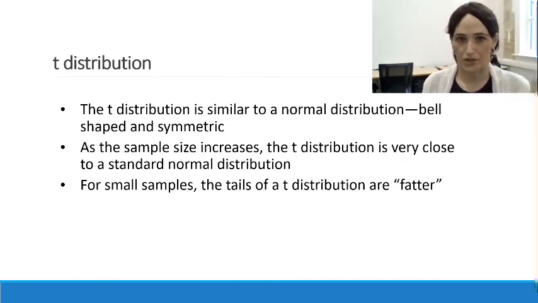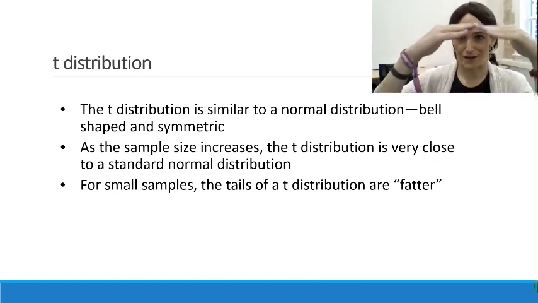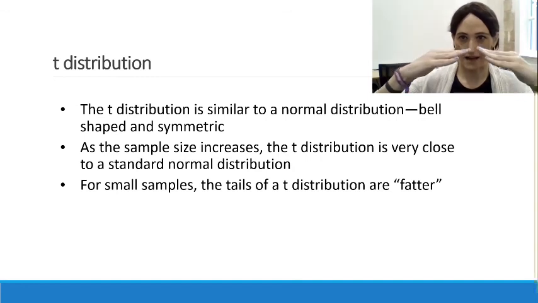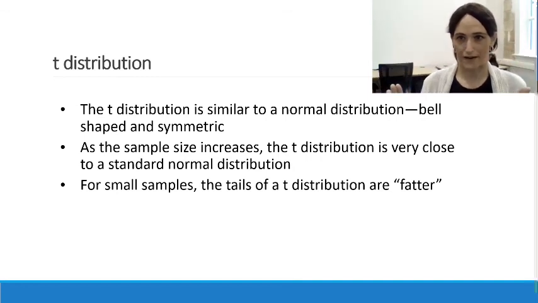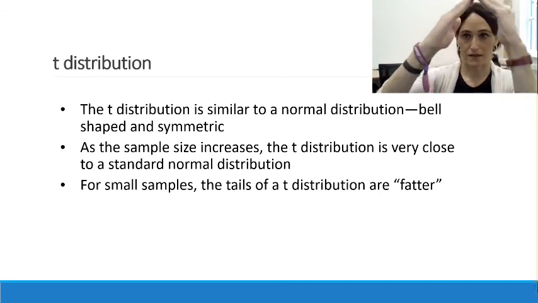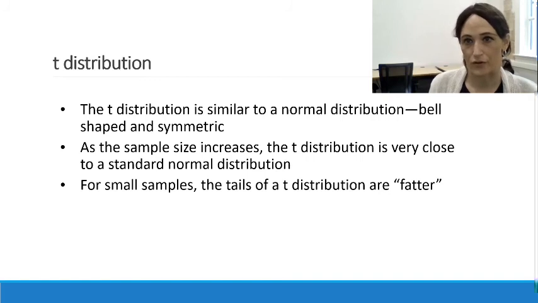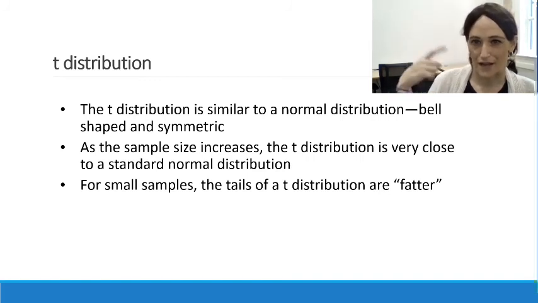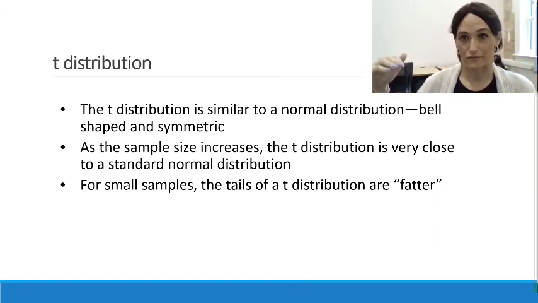A t distribution is very similar to a normal distribution. It's bell-shaped, it's symmetric. However, it starts off relatively flat-peaked with more area in the tails. And as you get larger and larger samples, it becomes more peaked until it achieves what we'll call a standard normal distribution. And at a certain sample size, it only changes a very little bit as we get larger and larger samples. It's usually in the first few increases in sample size.